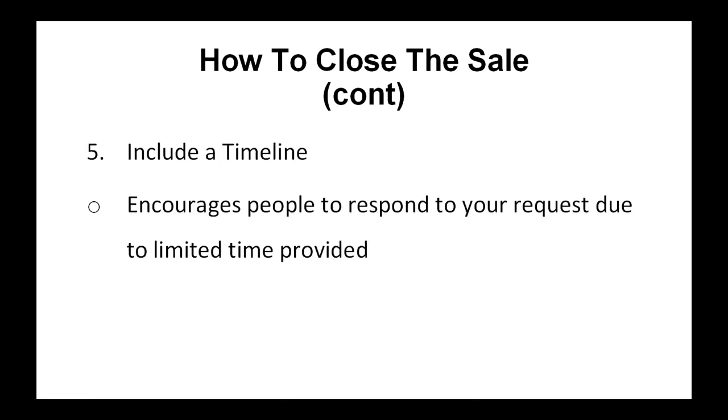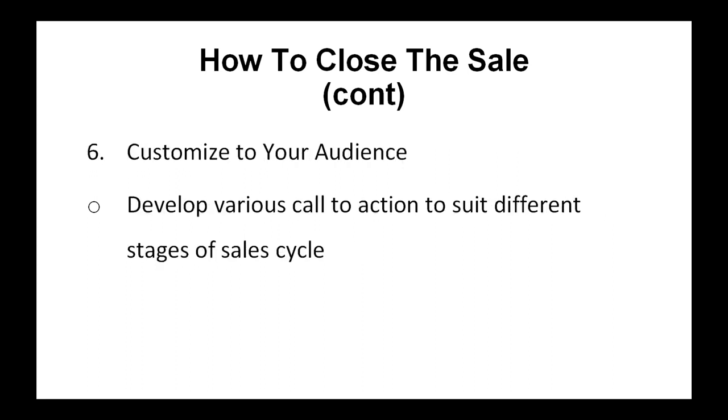The fifth example, include a timeline. A sense of urgency adds significance to your call to action. When there's a timeline on your request, readers understand they have a limited time in which to act, and that prioritizes a decision. To encourage readers to respond to your request, provide them a deadline. Try "Take action now to earn our 25% discount," or perhaps "This offer is only available for 14 days only." The sixth example, customize to your audience.